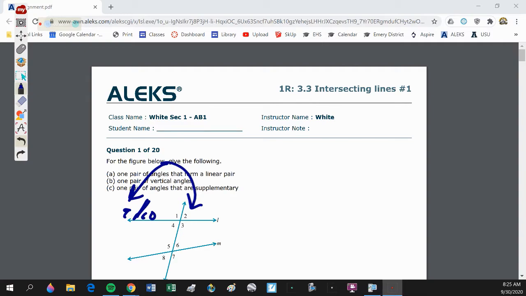So what's another linear pair? Good. So 2 and 3 would be a linear pair. 3 and 4 would be a linear pair. 1 and 4, or the same thing on the other intersection.